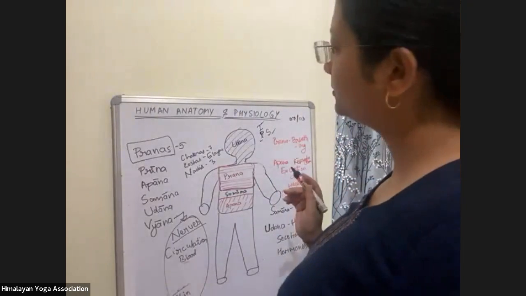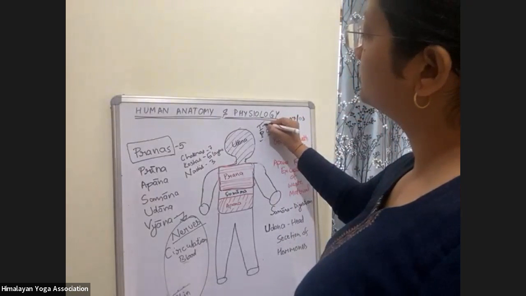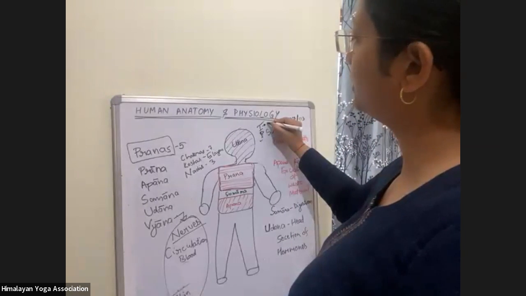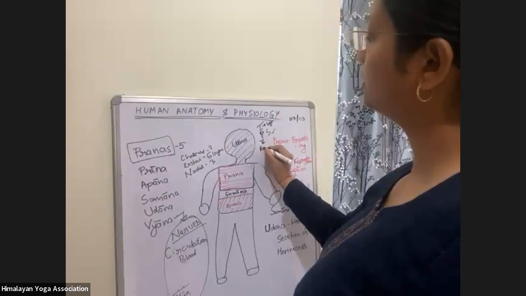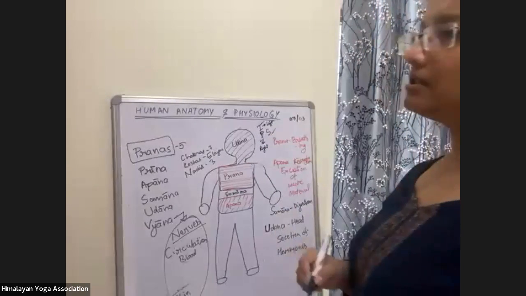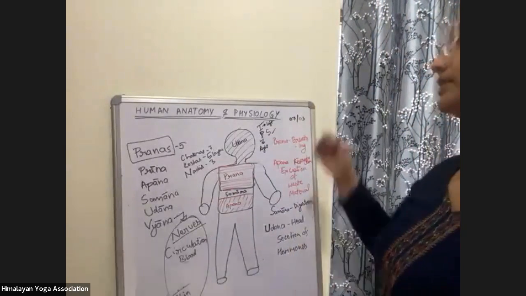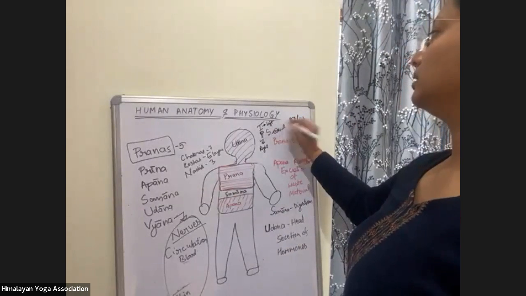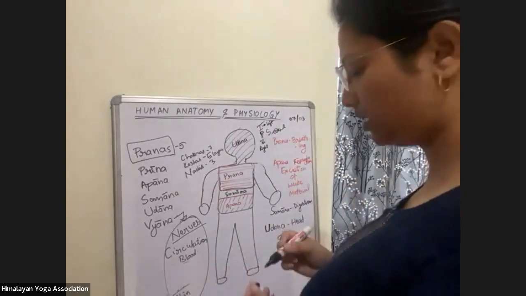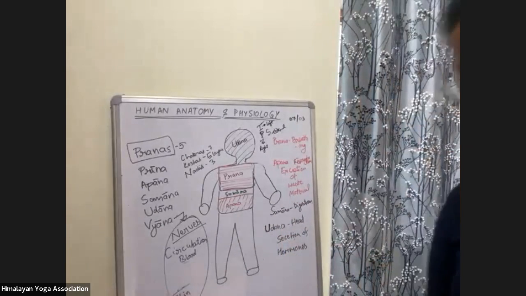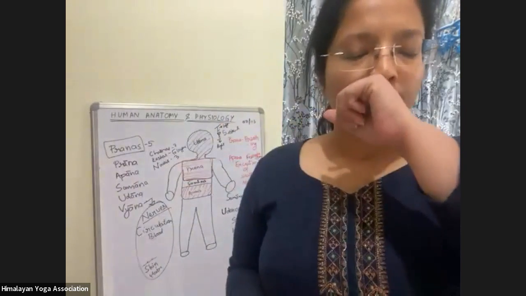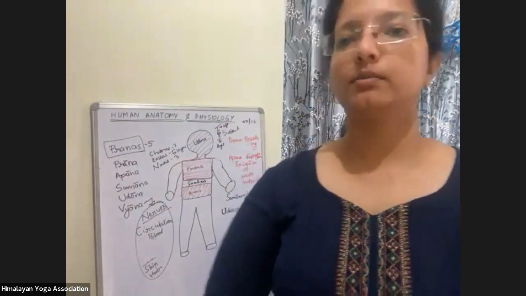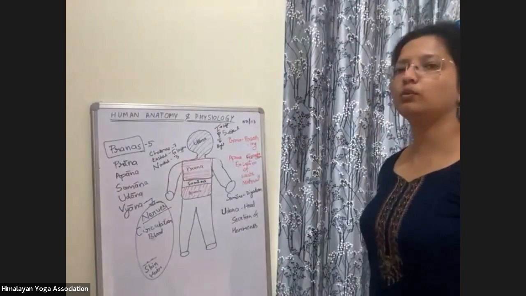Which is left? Ida. This is left. And Pingala is? Right. And Sushumna is? Center. Neutral. Balance. Yes, central. When both left and right are balanced, they are equally functioning. So I would like you to check your nostrils, which is functioning more. Yes, please check your nostrils and tell me which is more dominant.